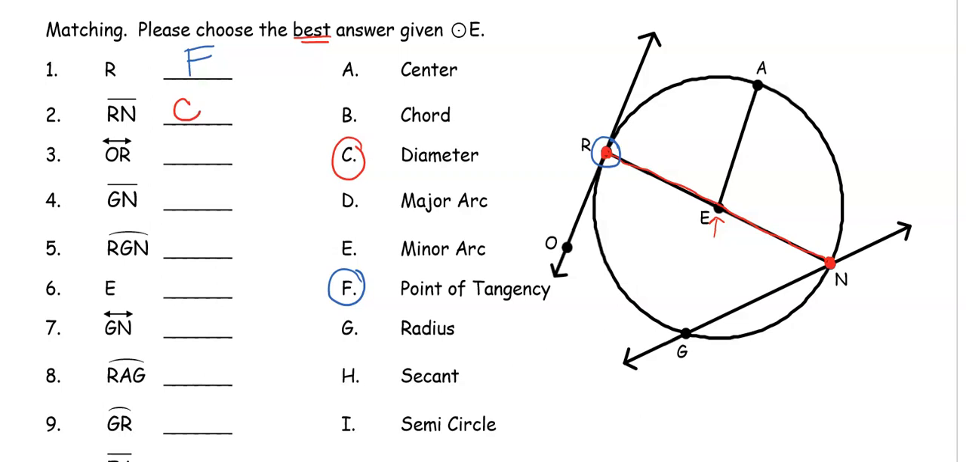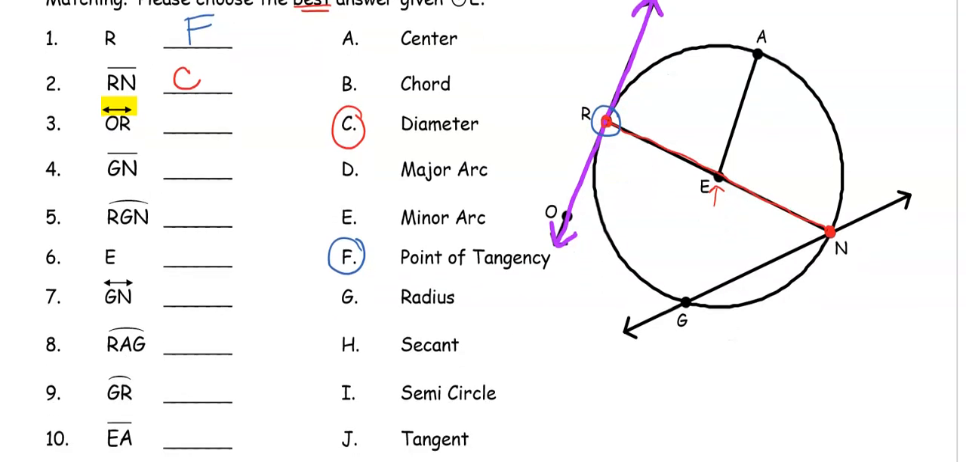Next one, number three, the notation here is really important. Notice that we have a line OR. So if I find O and I find R, this time we're talking about this whole line. And we kind of touched on this in number one. That line is touching my circle at only one point. So if I go all the way down my answer choices here, I see that that's going to be my tangent line.